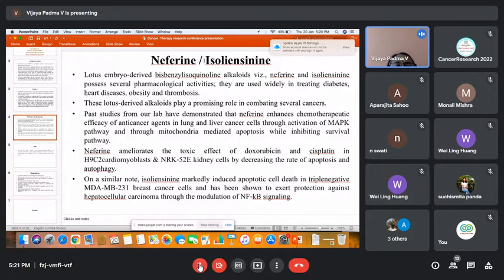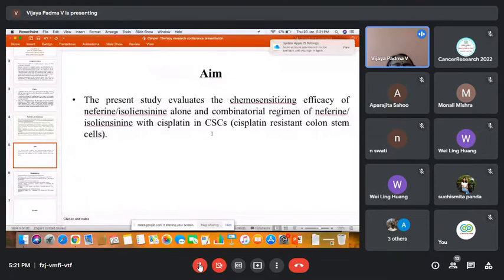In combinatorial regimen along with cisplatin. So the aim of the study is to evaluate the chemosensitizing efficacy of neferine or isoliensinine, either alone or in combinatorial regimen with cisplatin, in colorectal cancer stem cells. That means cisplatin resistant colorectal cancer cells.